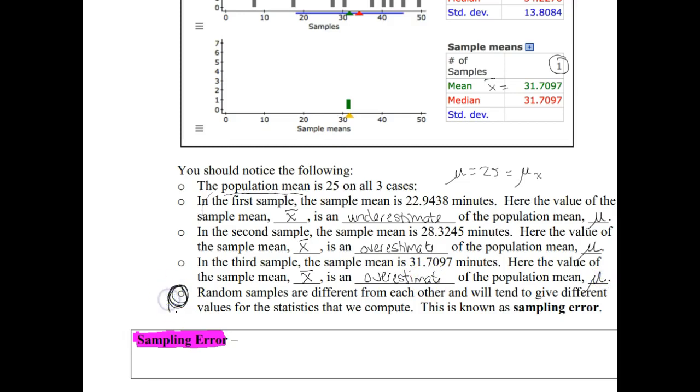So this last bullet here is important. Okay, so random samples are different from each other. As we just randomly go and talk to people and take measurements, the 10 people I talk to are going to be different than the 10 people you talk to. So again, as long as we're using random sampling techniques, we've got good sampling techniques in there, but still our random samples are going to be different from each other, which means that they're going to tend to give us different values for the statistics that we compute from those data sets.